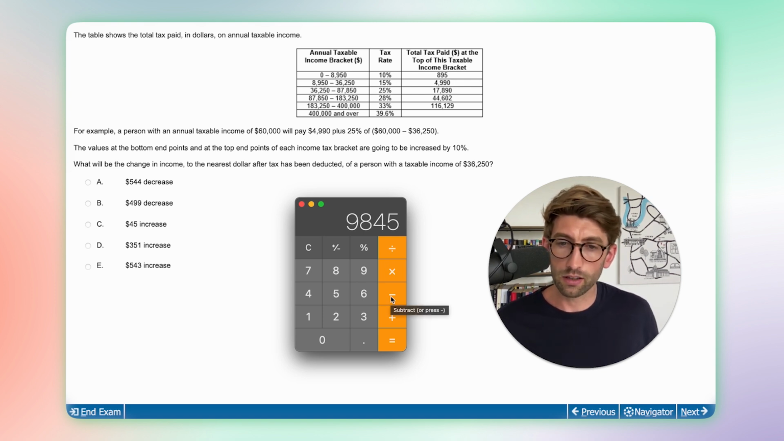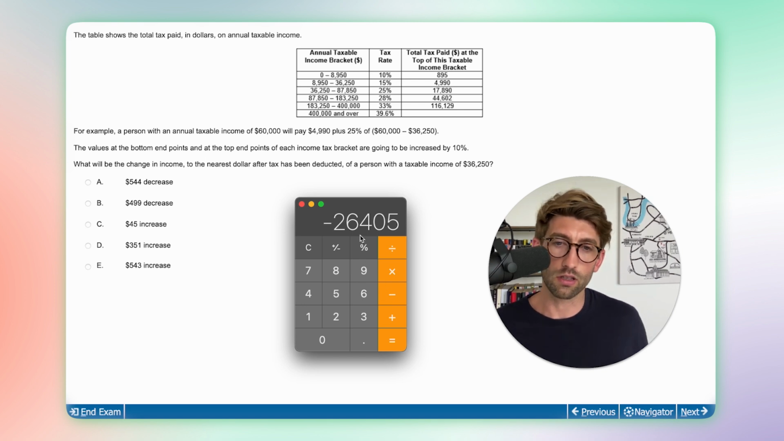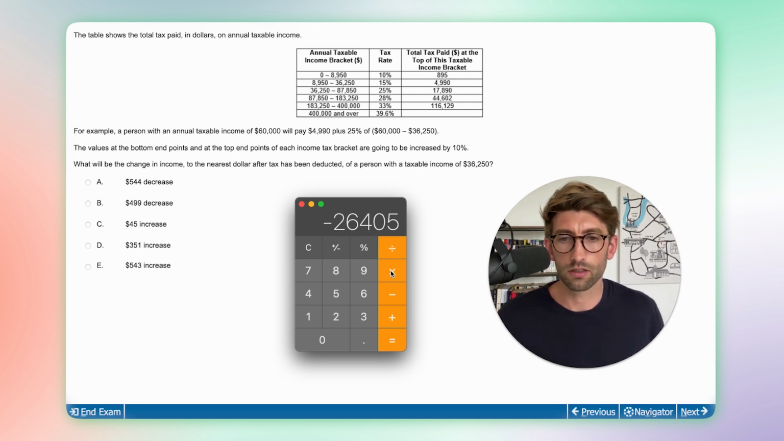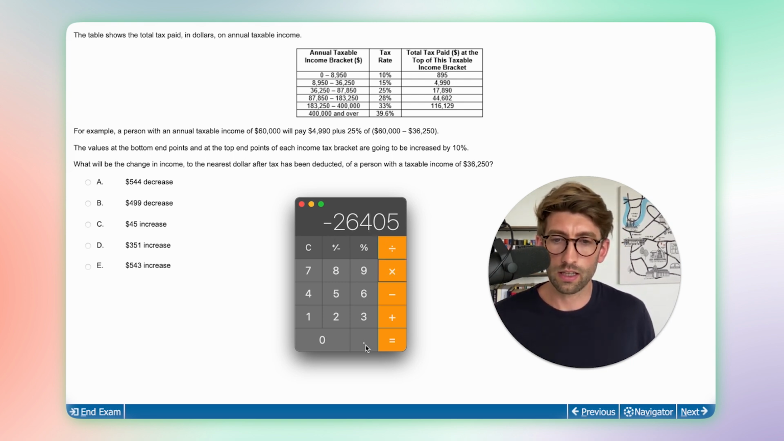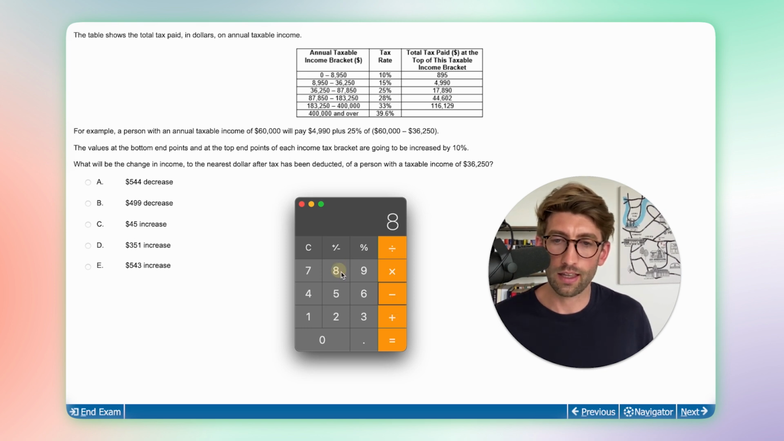Now, we want to take it away from the 36,250. A little trick is, if I do that minus 36,250, it's going to give me a negative number, but that's the number that I need. So it's the 26,000 that I need here. Now, that is the thing that we're going to have the 15% of. So times 15%, 3,960. And because I'm in the negative, let's minus 895.